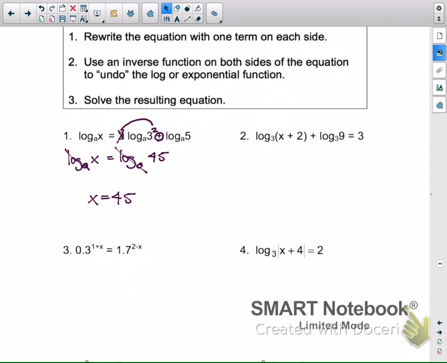Okay. Take a minute, try question 2 on your own. We are not going to do 3 because that's another one of those not common base ones, and we've had a lot of practice with those. If you get 2, go ahead and try 4.